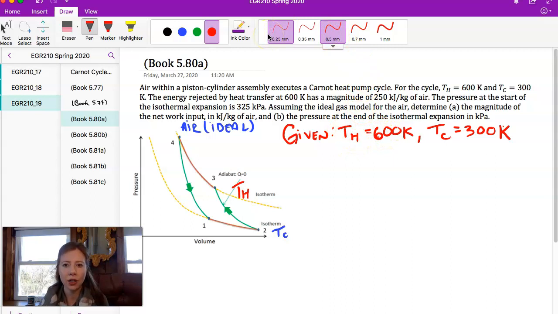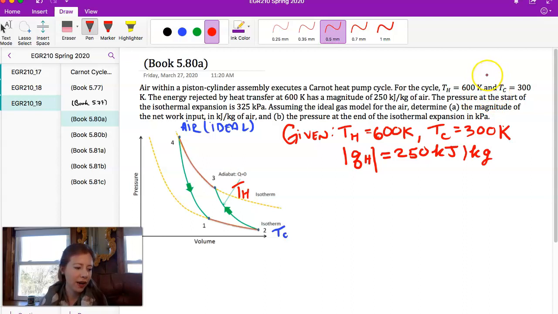Okay, so we're given the magnitude of QH. And I'm doing a little q because we're given this on a mass basis. So it's going to be 250 kilojoules per kilogram. And so the magnitude here is just telling us, it's not giving us a positive or negative sign. Okay, so it's just giving us a magnitude, not giving us the direction. The pressure at the start of isothermal expansion. So where is the start of isothermal expansion in this case? All right, so isothermal expansion is going to be from 1 to 2. And so we're given P sub 1 is going to be 325.